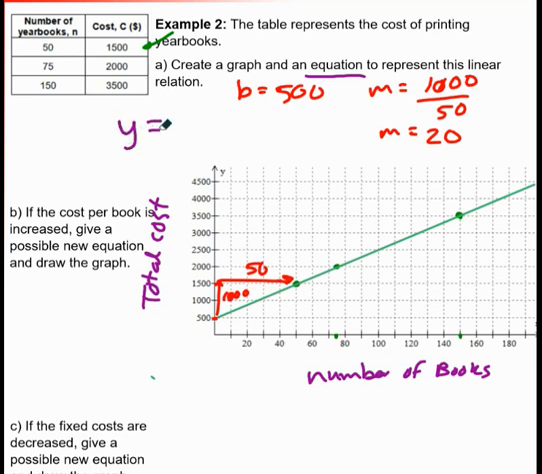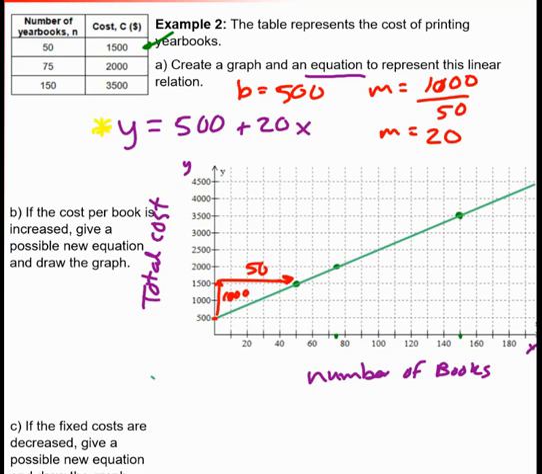The total cost of y equals 500 to start plus $20 per book. This is the number of books, x. This is the number of y, total cost. That's why it works with the axis. Okay, so that's kind of our base now. We're going to use this as our basis of comparison here.